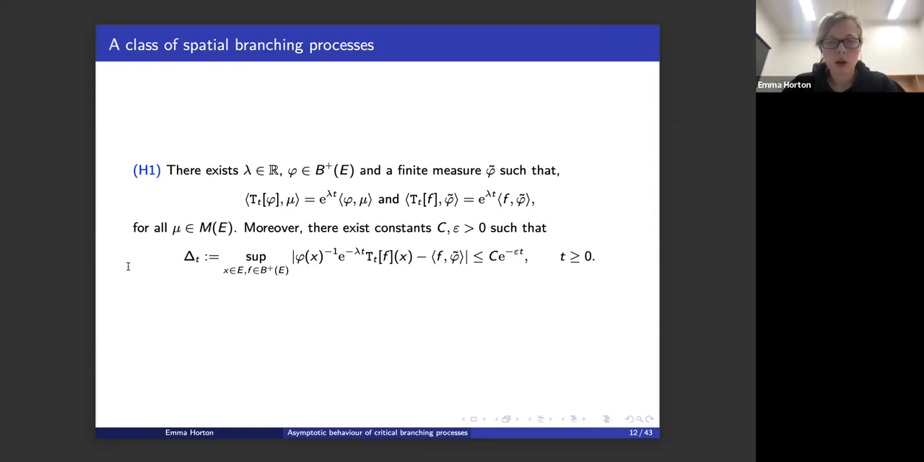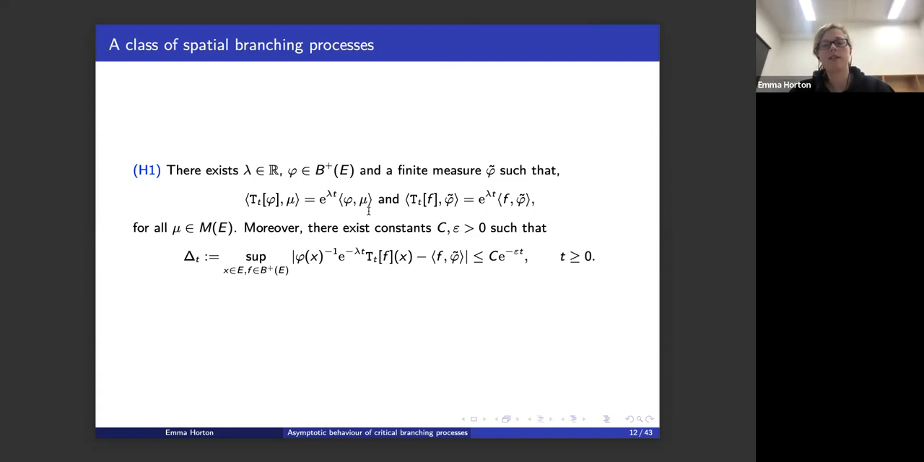And on this class of branching processes, I'm going to impose an assumption, which I call H1. It's a kind of Perron-Frobenius type assumption. So it says that there exists a constant lambda, which is a real number, some bounded positive function phi on E, and some finite measure phi tilde, such that phi is the right eigenfunction for the expectation semigroup with respect to the eigenvalue e to the lambda t. And then similarly, phi tilde is the left eigenmeasure for this semigroup corresponding to the same eigenvalue.